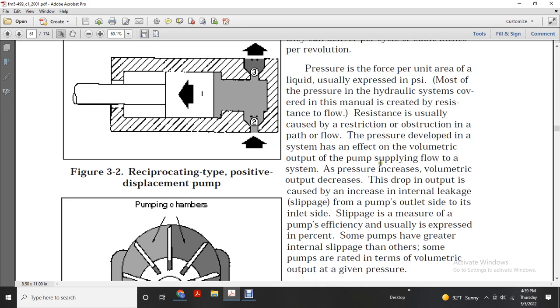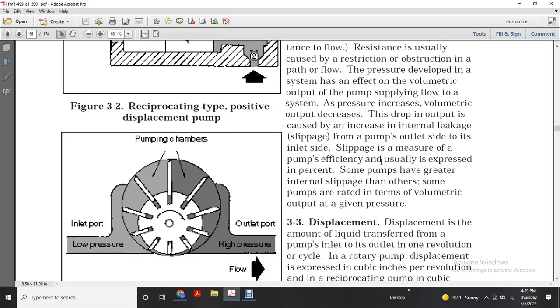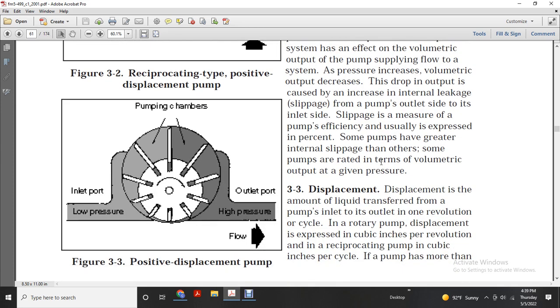Slippage is measured in pump efficiency, usually expressed as a percent. Some pumps have a greater internal slippage than others. Some pumps are rated in terms of volumetric output at a given pressure. Figure 3 shows a positive displacement pump with the inlet at low pressure in the pumping chambers, and the outlet at high pressure. Displacement is the amount of liquid transferred by the pump from inlet to outlet in one revolution of the drive.